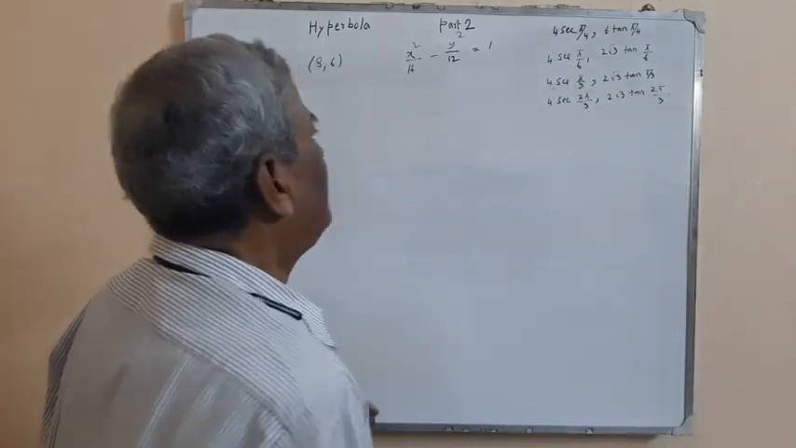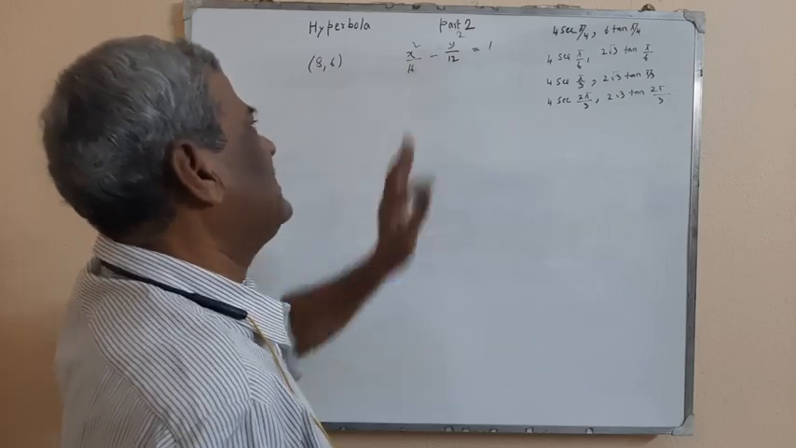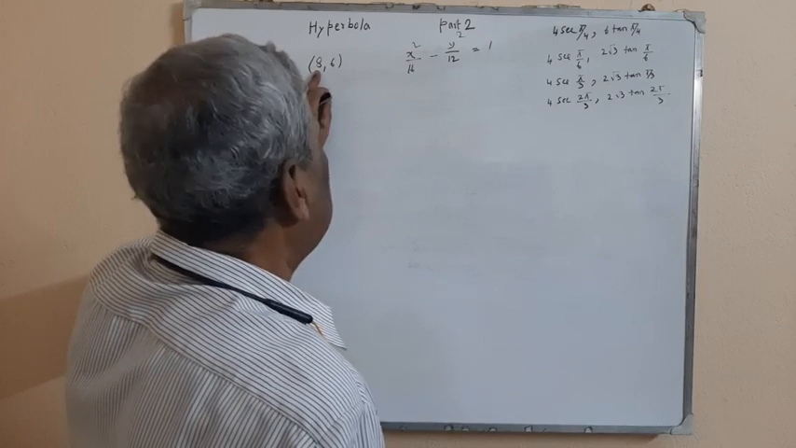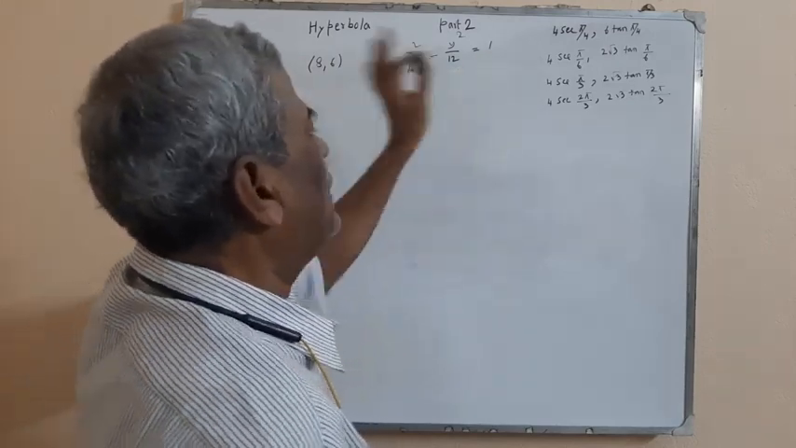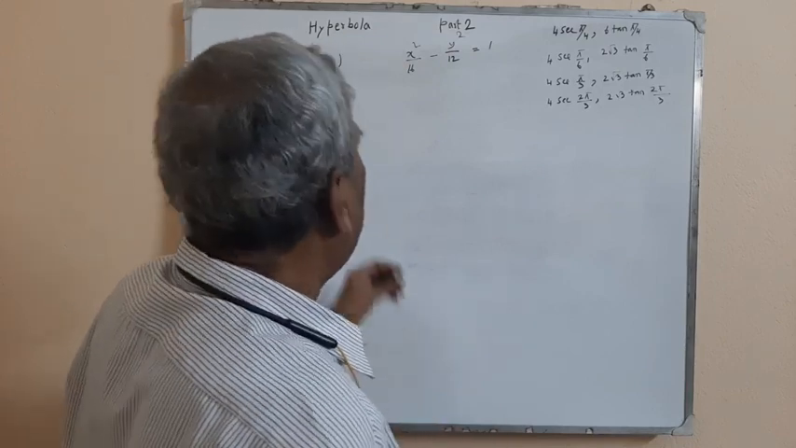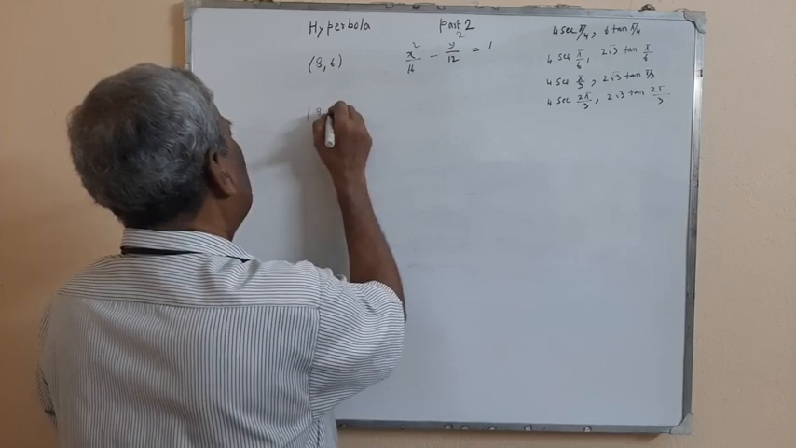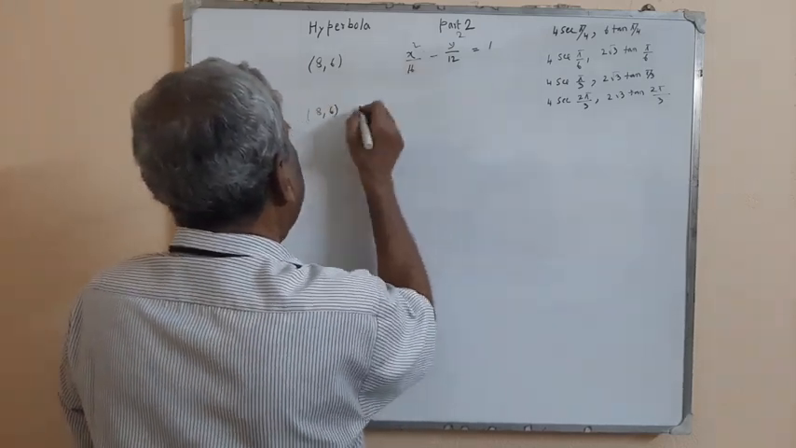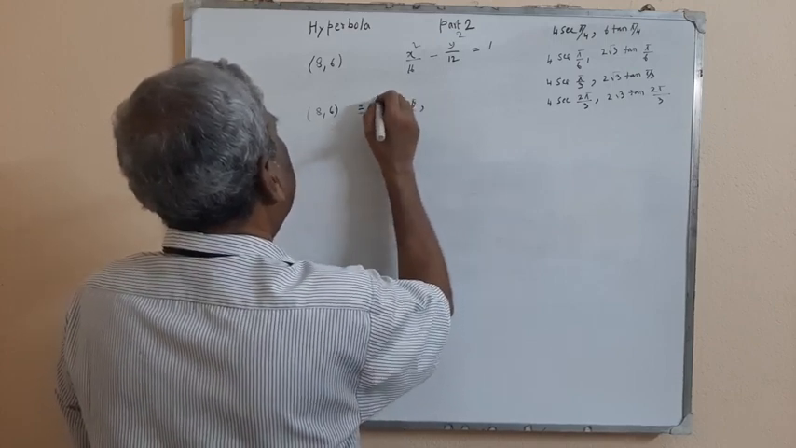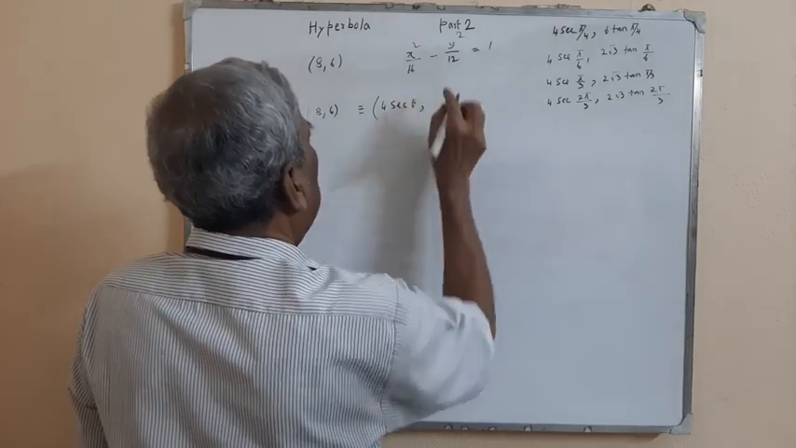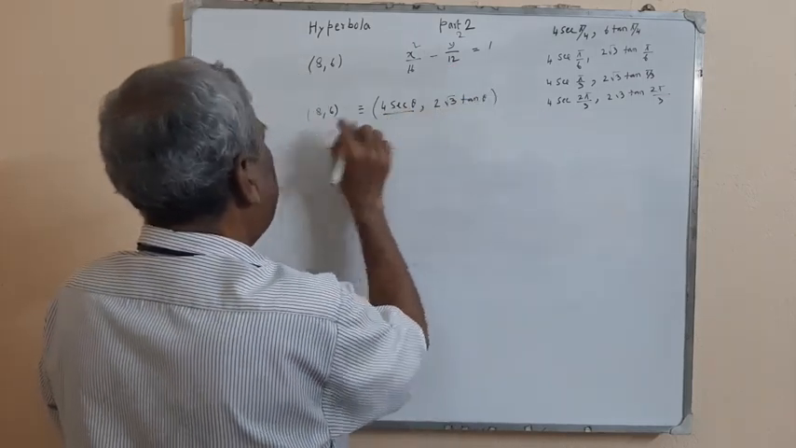The question is very simple. This is a hyperbola. One point on it is given, and it must satisfy it: 64 by 16 is 4, 36 by 12 is 3, and 4 minus 3 is 1. Okay, this is a point on that. We have to find the parametric form of that point. We know that for any point on it, the parametric form can be taken as a sec theta, meaning 4 sec theta, and b is 2 root 3 tan theta, so that we get x equal to 8 and y equal to 6.